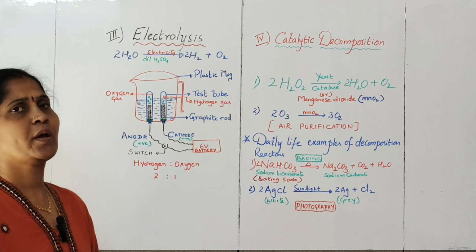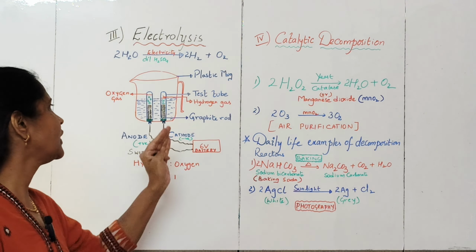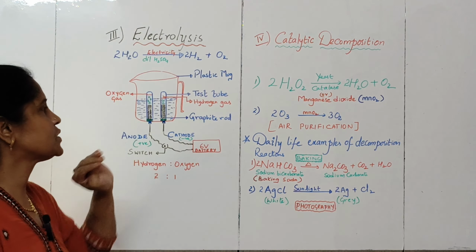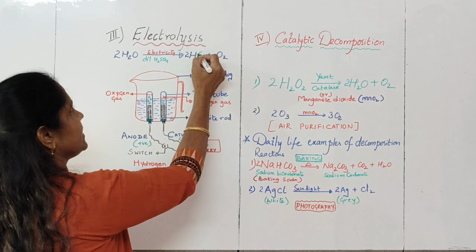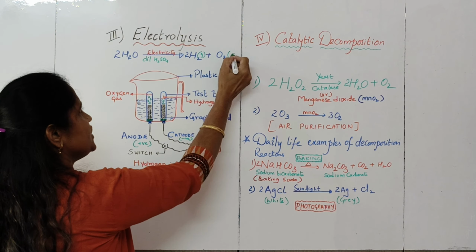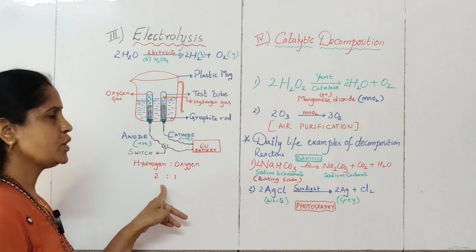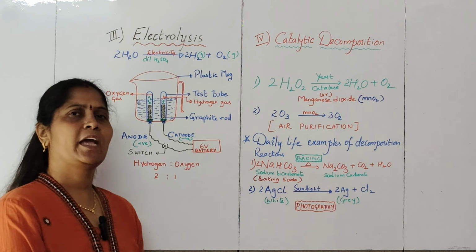And this is how the experiment will be done, wherein electrolysis will take place, and we have the deposition of the gases, that is hydrogen and oxygen, in the ratio of 2:1. This is how electrolysis can be explained simply.